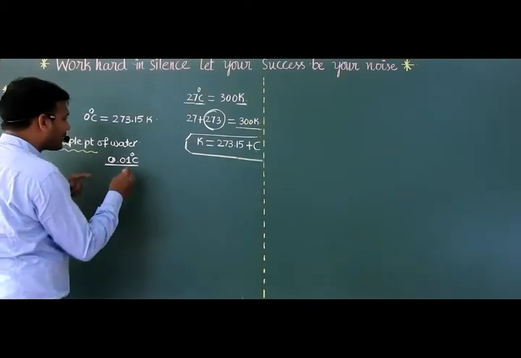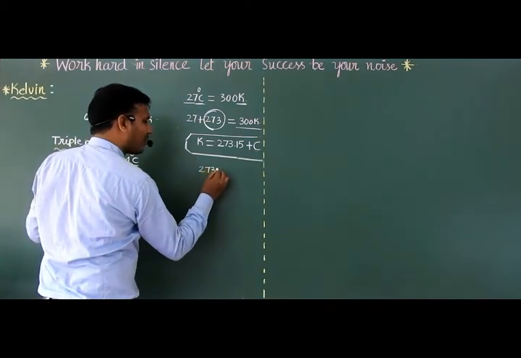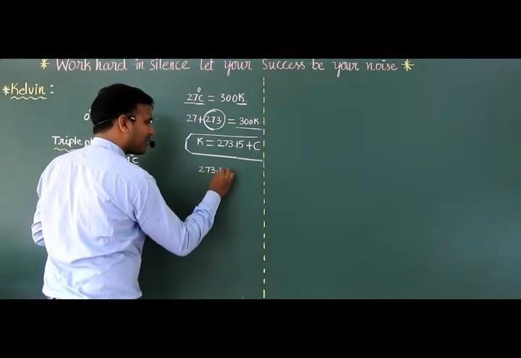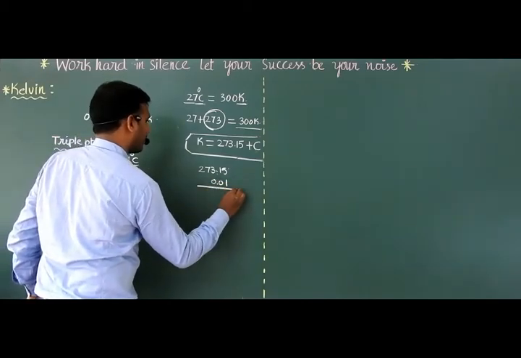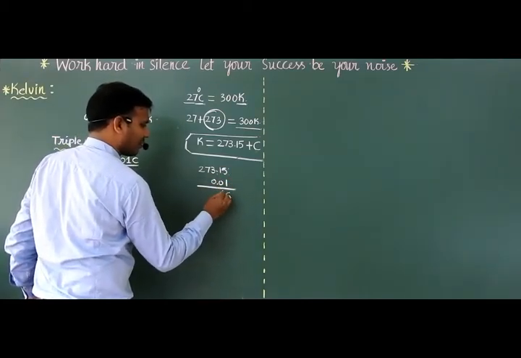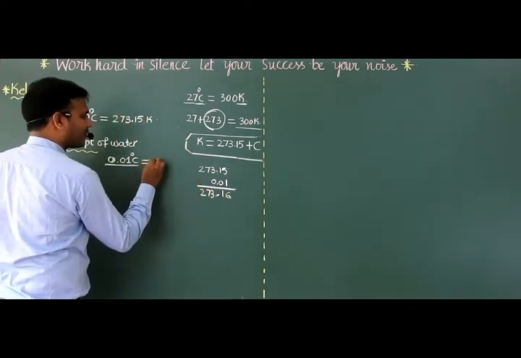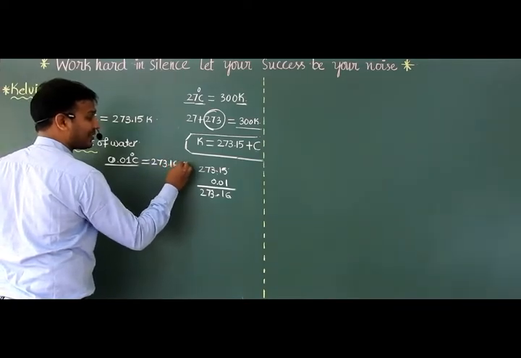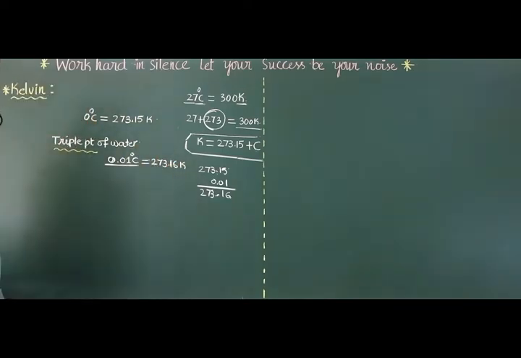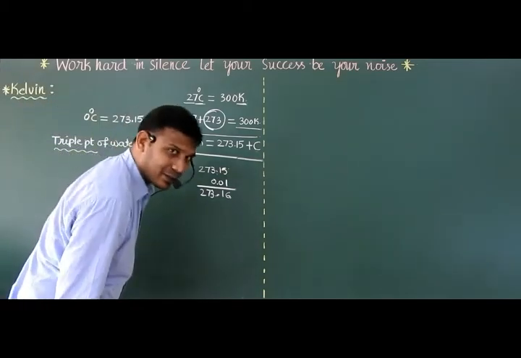Now it is converted into Kelvin. Now here, 273.15 plus 0.01. How much? 5 plus 1, 6, 1, 273. It is equal to 273.16 Kelvin. Okay? Up to this, if you understand, it is well and good.